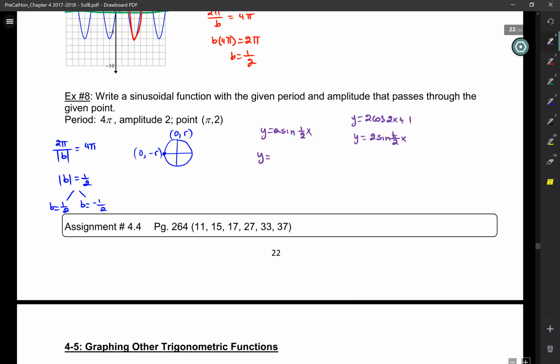So let's put in what we have. Y is equal to 2 sine half x. Let's see if that works. Now when x is pi, right? What's sine of pi over 2? 1. 2 times 1 is 2. So this is the one that works. Okay? Yeah, you have to plug in the x and y to check.